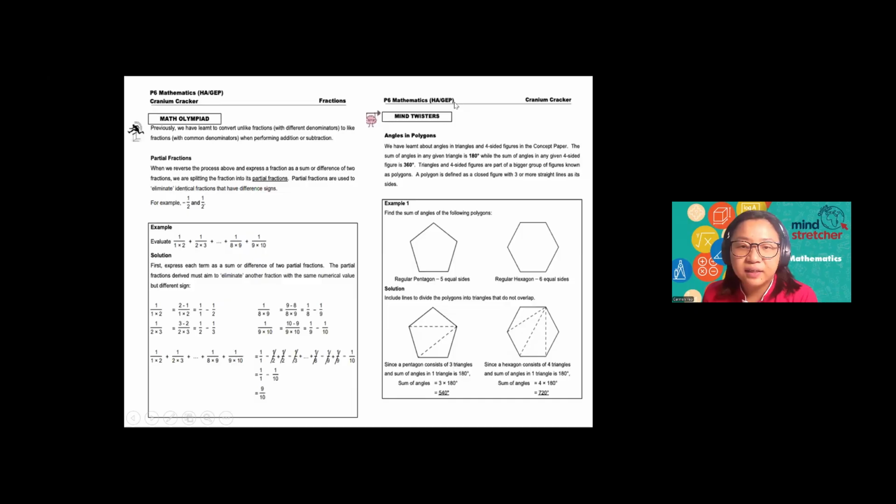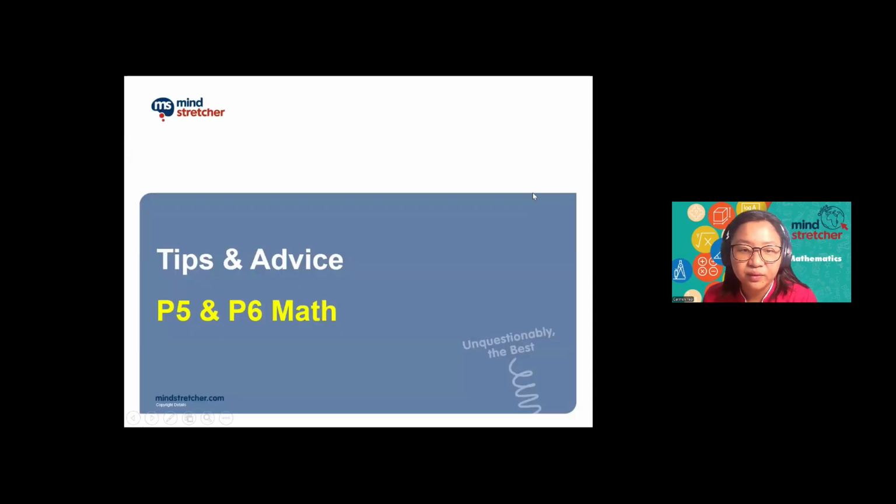Okay, and this is an example of a cranium cracker in our My Structure worksheet for the HA program, where you have something from Math Olympiad, evaluating a fraction like this, right? Or it could be angles in polygons, right? To twist your mind a little more, challenge your mind a little more.